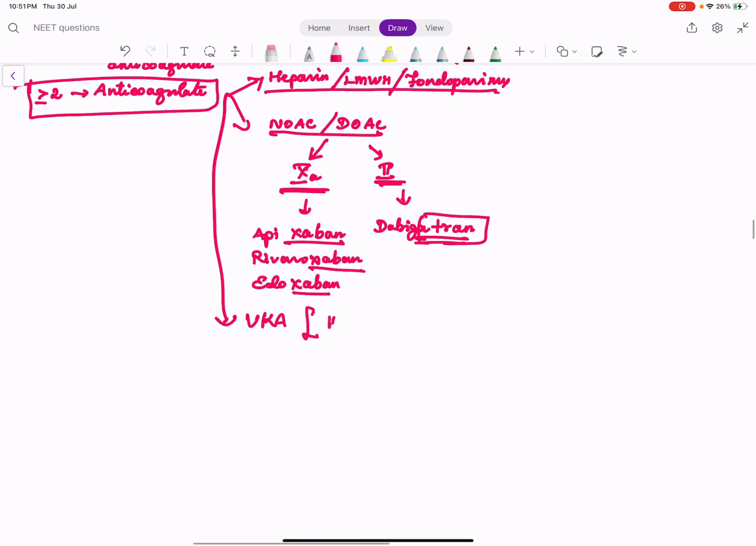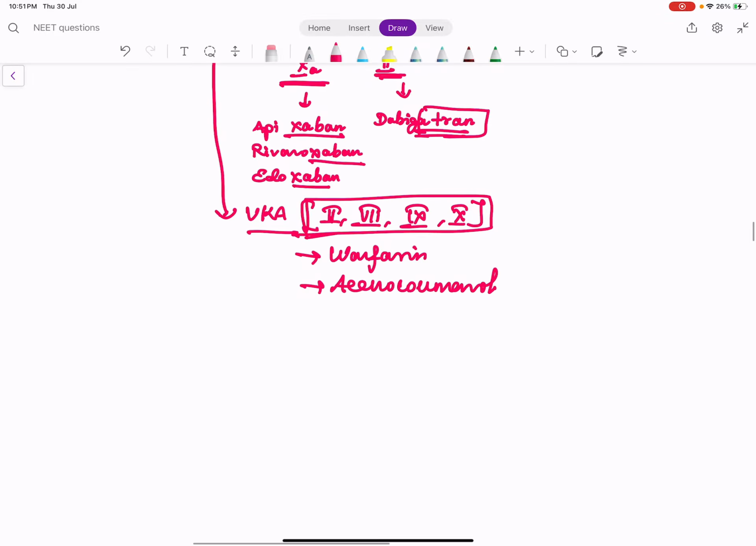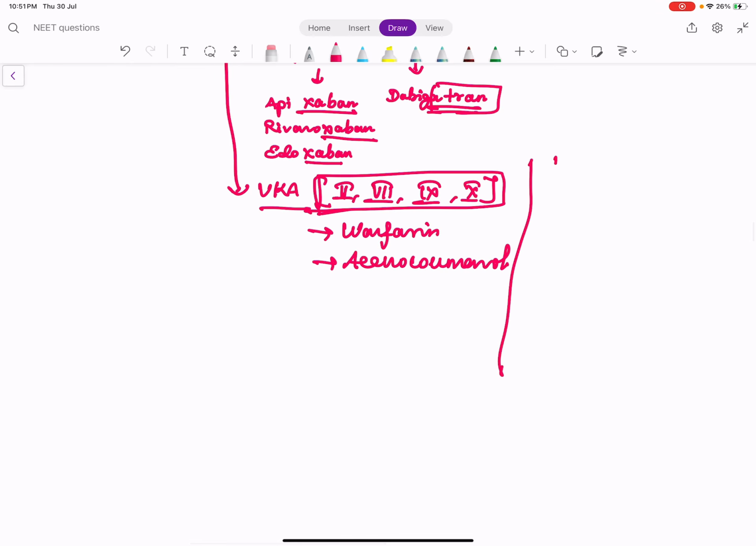Vitamin K dependent clotting factors are factors 2, 7, 9 and 10. So when vitamin K is inhibited, these clotting factors are not formed, so anticoagulation occurs. So we have warfarin, acenocoumarol, etc. Understand about the term bridging. Vitamin K antagonist, that is warfarin, inhibits factors 2, 7, 9, 10.